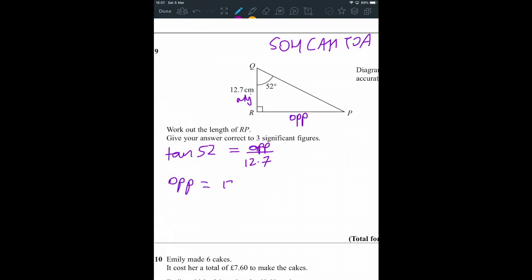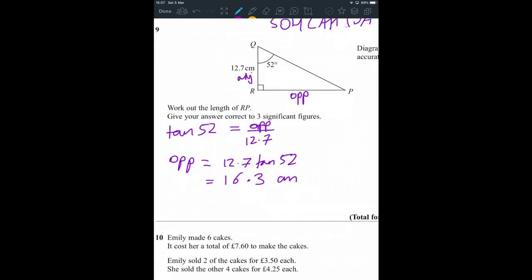So the opposite, multiplying up, is that 12.7 times tan 52. Typing that in gives me an answer. We want it to 3 significant figures, so 16.3 centimeters.